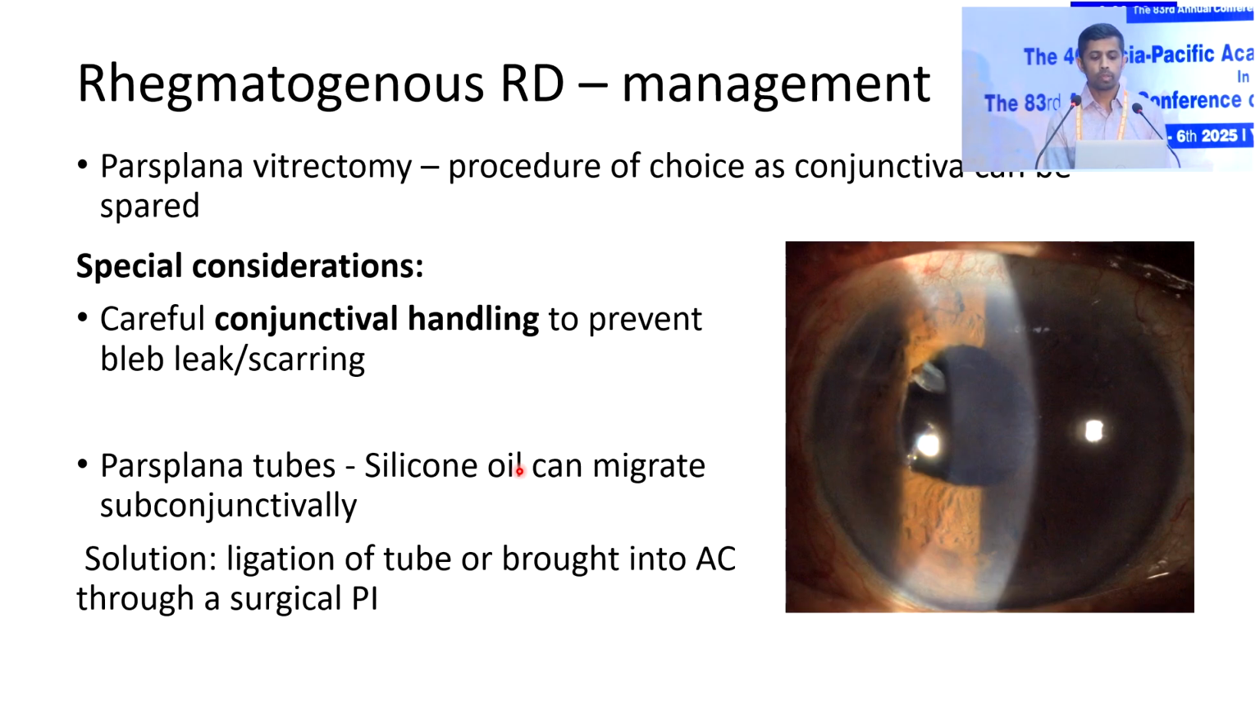Pars plana vitrectomy is the procedure of choice as the conjunctiva can be spared. We have to give special consideration not to fiddle with the conjunctiva too much, as it can lead to bleb leak or scarring. Pars plana tubes require special attention because silicone oil can migrate through the pars plana tubes and into the subconjunctival space. The solution is that you can either ligate the tube or bring the tube into the anterior chamber through a surgical PI.